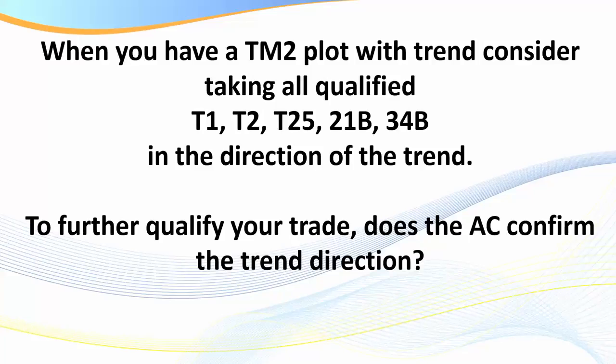So when you have a trade master 2 plot with trend, consider taking all qualified T1s, T2s, T25s, 21Bs, 34Bs in the direction of the trend. So let me explain that. If we look and we see that, say, our anchor chart is confirming the trend direction, or we've got a nice trending market, maybe a good 30 degree or greater angle, consider taking all of our trend following trades in the direction of that trend until we get a strong divergence trade. So in other words, it can also confirm your trend following strategies, and I'll show you that in a moment.